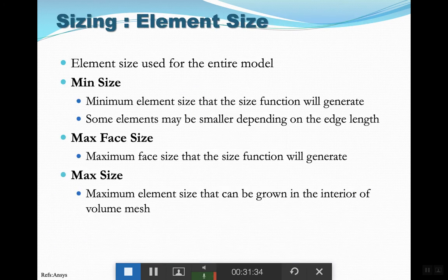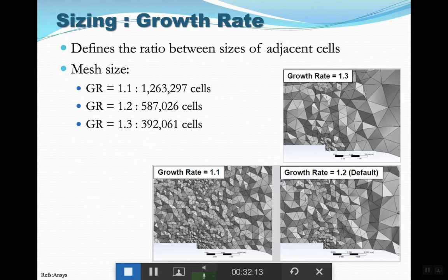Then you can define element size. You will tell the software what the minimum element size is that it is allowed to use in meshing the whole geometry. What would be the maximum face size for a 2D or 3D mesh? Or what would be the maximum volume size for a three-dimensional mesh? So these three numbers put a clear guideline for the software on what range of sizes it can generate mesh, both in 2D and 3D.